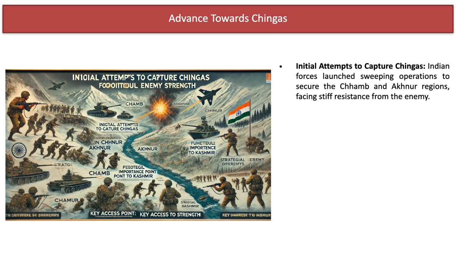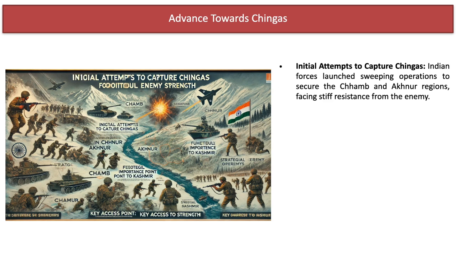After making significant gains in Chamb and Akhnur, the Indian army set its sights on Chingas, a strategically important location that could provide a significant advantage in the ongoing conflict. Chingas was crucial because it was positioned along key routes that were essential for controlling the movement of troops and supplies.